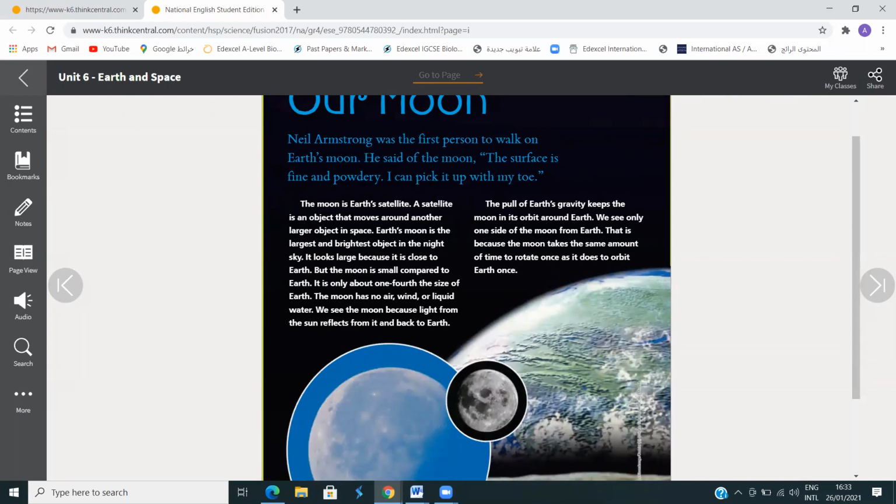The moon is a satellite. A satellite is an object that moves around another object, we said, like the moon of the Earth, or the moon of any other planet, like Jupiter. I want someone to give me another planet.